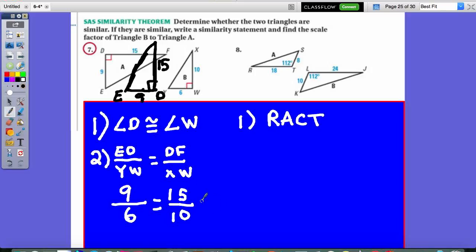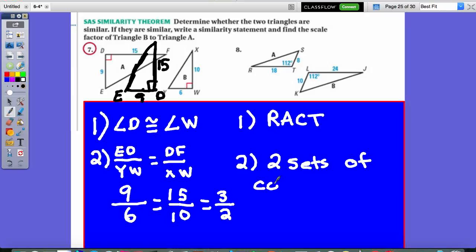9 over 6 simplifies to 3 over 2. 15 over 10 simplifies to 3 over 2. So I have here 2 sets of corresponding side ratios are equal. So 2 sets of corresponding side ratios are equal.